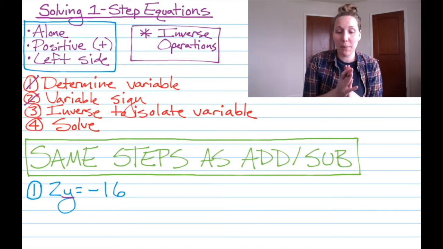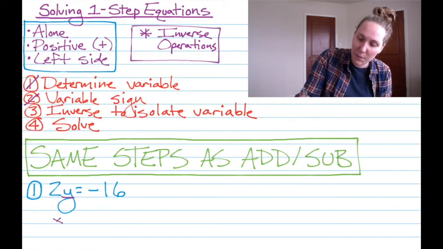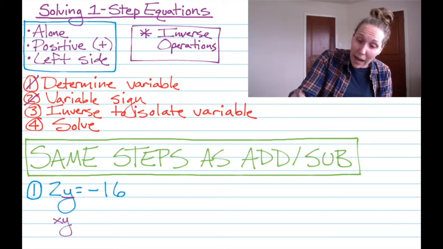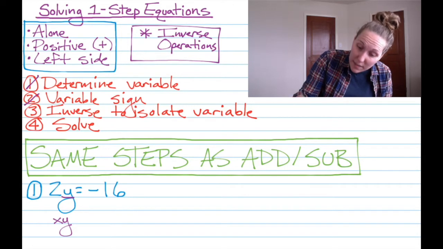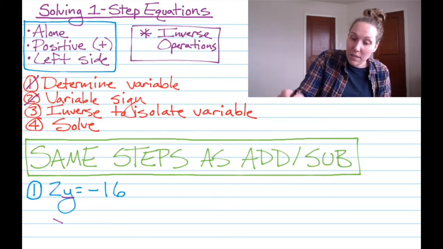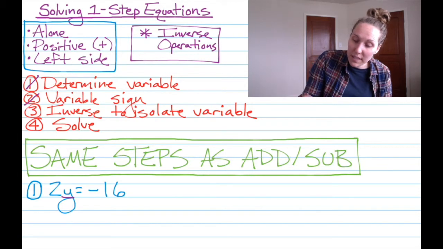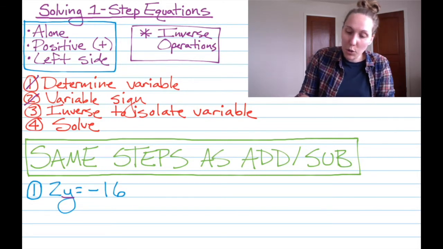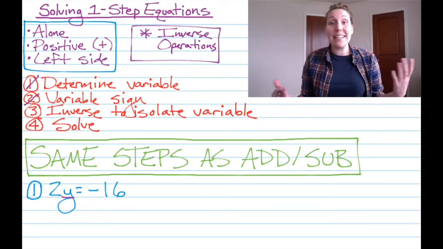So if they're smushed up against each other, or if it was two variables, like x times y, same thing. If there is no operation squeezed in between, like a plus sign, it's kind of hard to see, but if there's nothing in between there, it automatically means to multiply. Okay? So this is telling us do 2 times y. Okay? So 2 times y, I need to get rid of that.